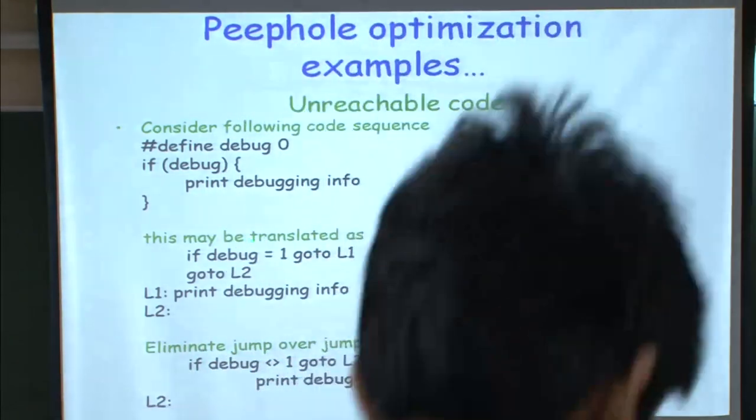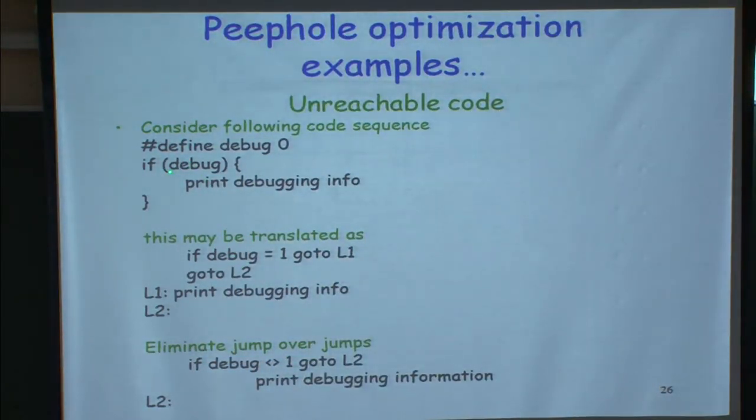Now what can be done here is something very interesting. This says if debug, and when it gets translated into three address code, it may be something like: if debug is 1, then jump to L1 where I'm printing all the debugging information; otherwise, go to L2, which is the normal execution sequence. I can eliminate this jump over jump by changing this condition, and then the code may look like: if debug is not equal to 1, then I straight away go to L2; otherwise, I print this information. This is how my three address code may look.